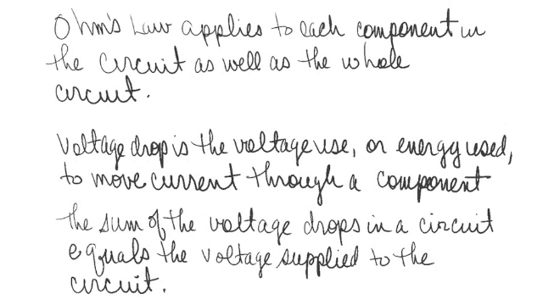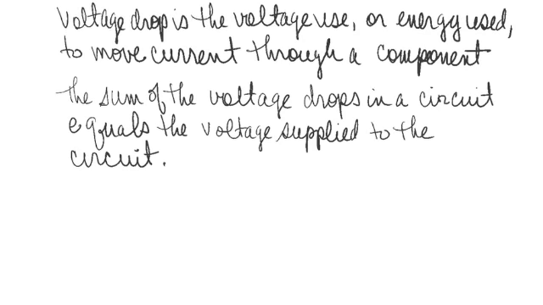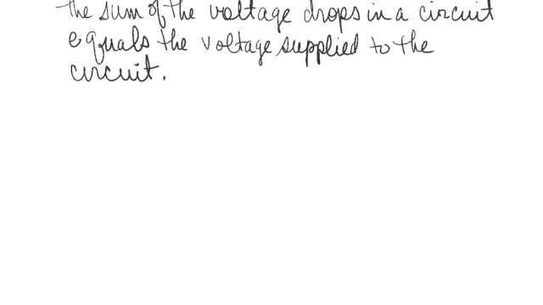Now, when you have more than one component in a circuit, the sum of the voltage drops in a circuit equals the voltage supplied to the circuit. What exactly does that mean? We're going to take a look at a little example here, a very simple one.